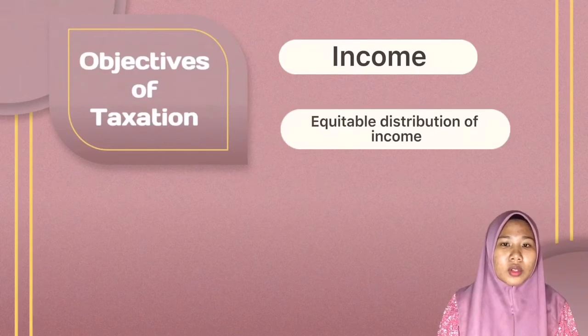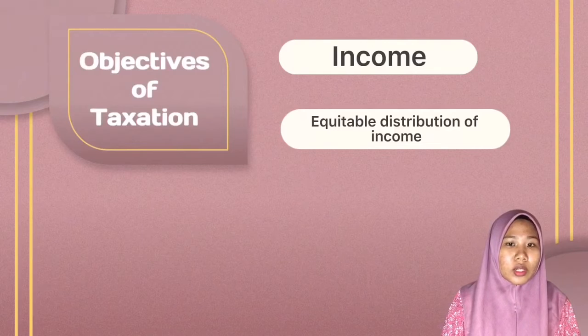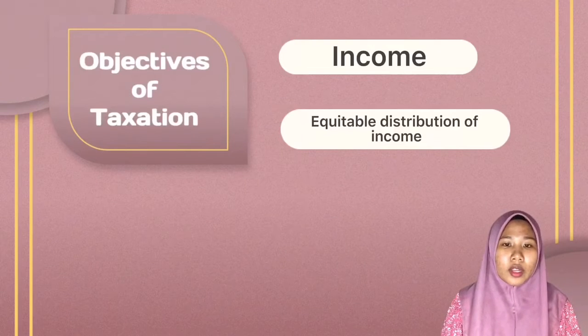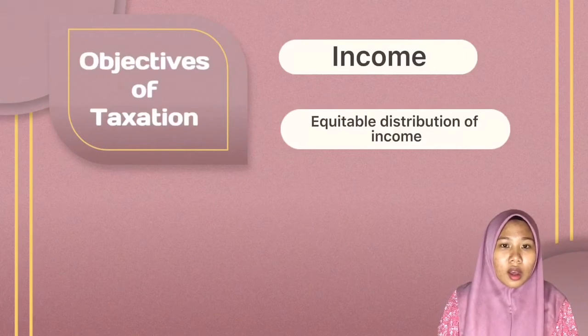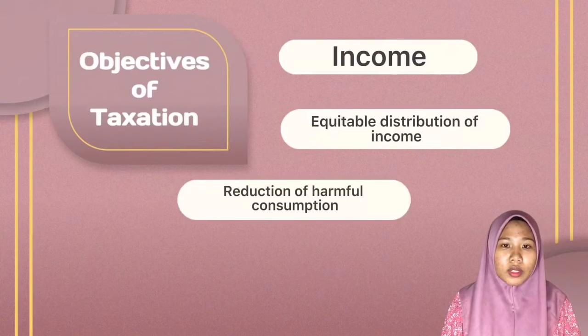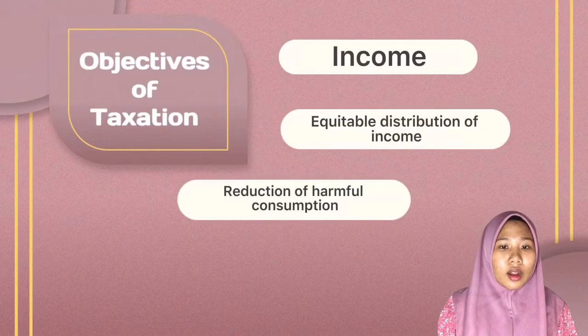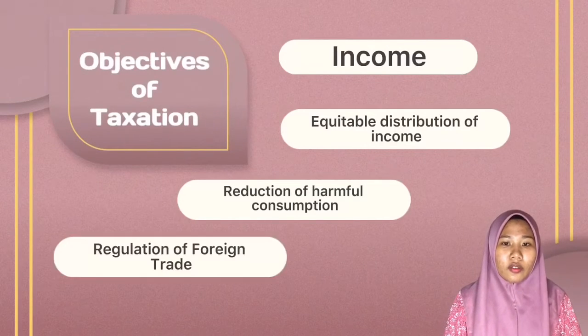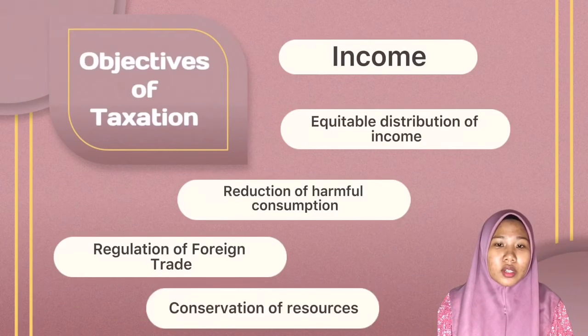Next, second, equitable distribution of income to reduce the inequality of income between the rich and the poor. Also, reduction of harmful consumption such as cigarettes and alcohol. Then, regulation of foreign trade and conservation of resources.